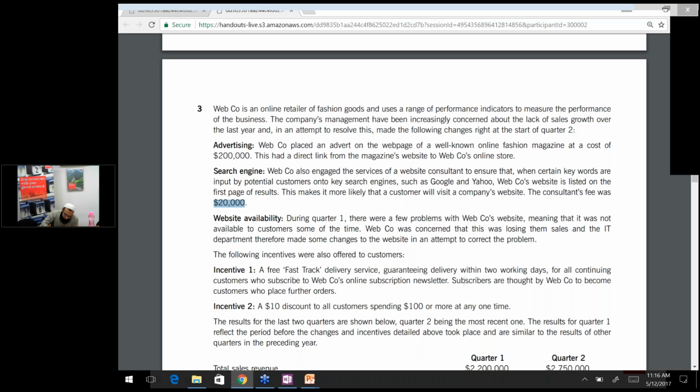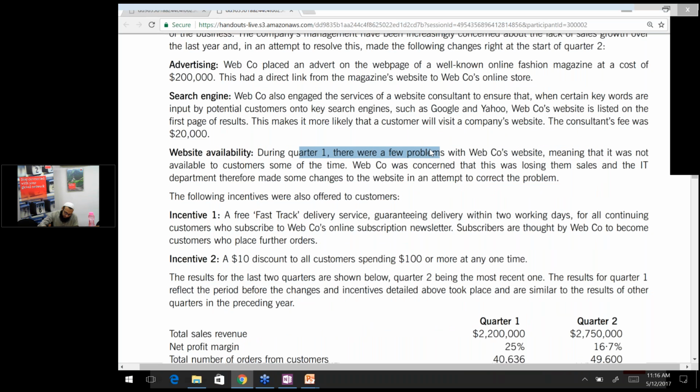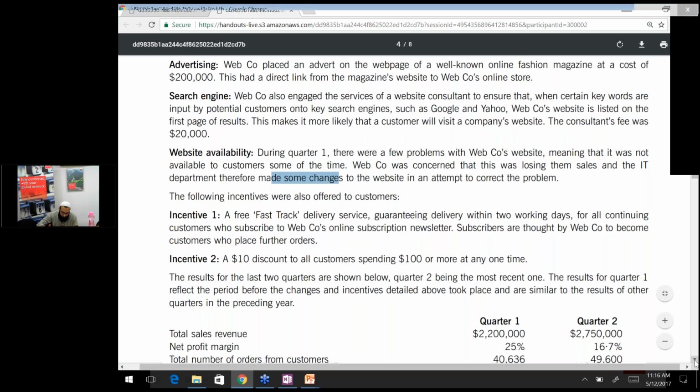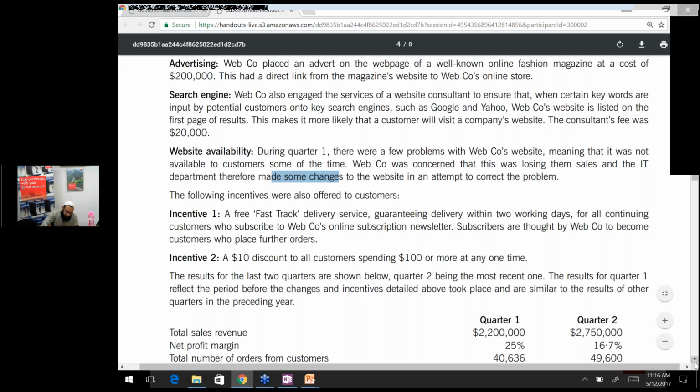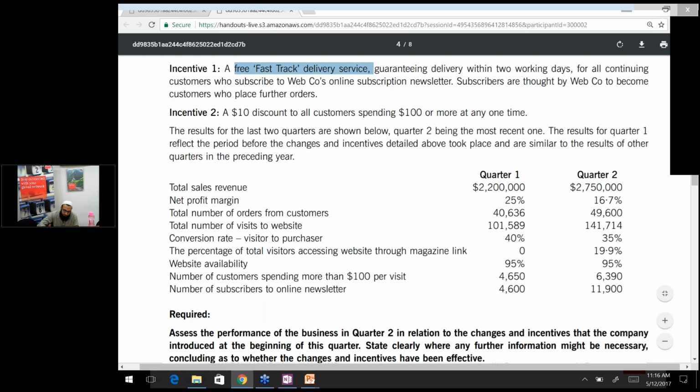Third, because there were a few problems in Q1 for website availability, it made some changes and tried to resolve the issue, and the IT department had made some changes in the website to correct the problem. Okay. Plus, they also offered two types of incentives. The first was a free fast track delivery service. And what it says is that you will be delivered the goods within 2 working days.